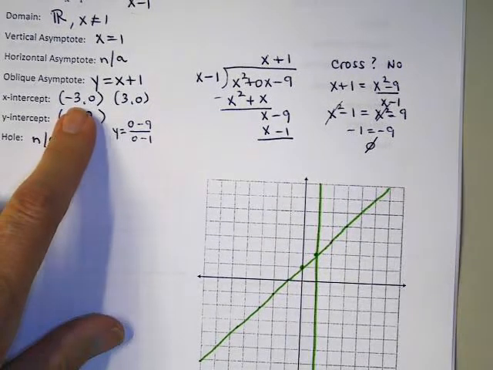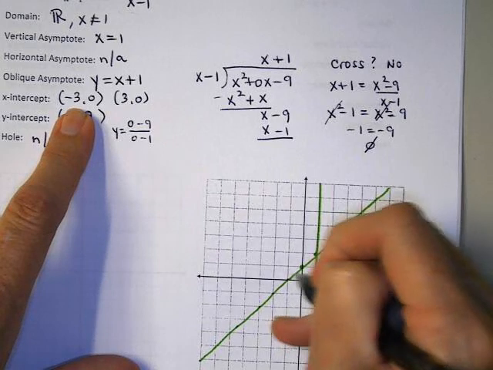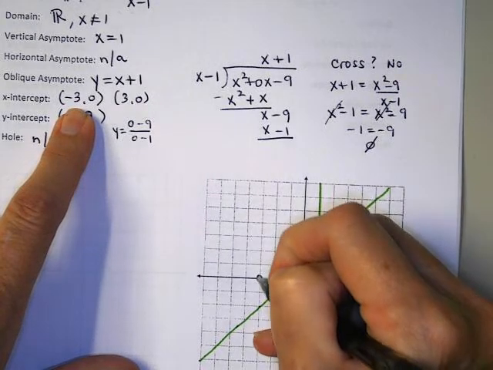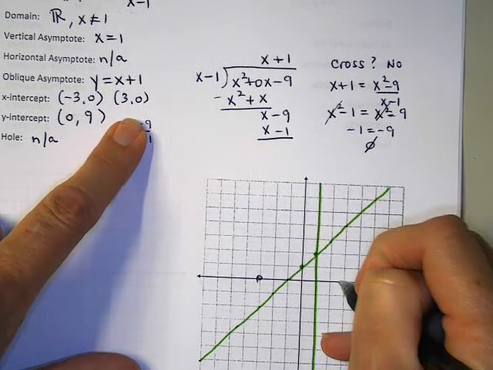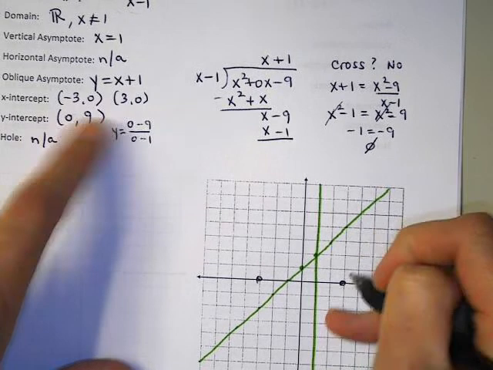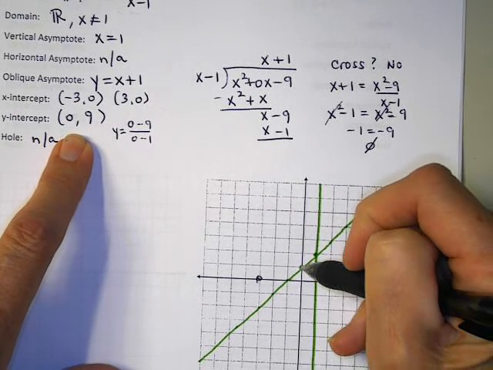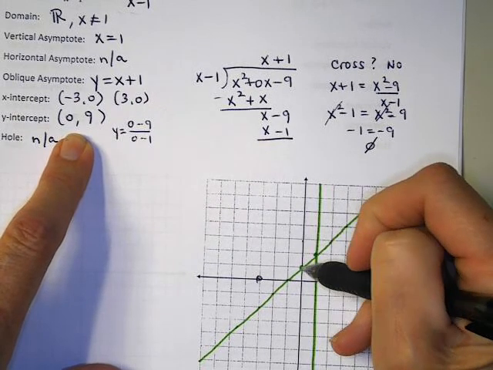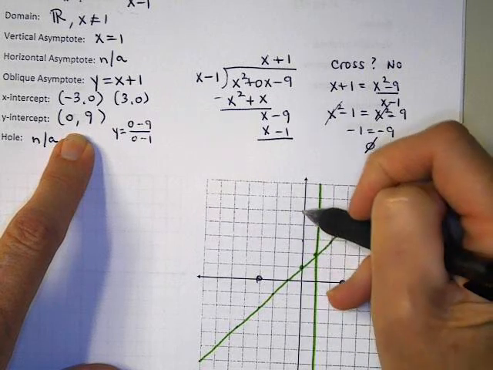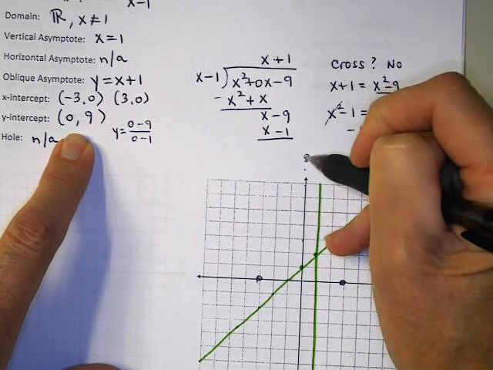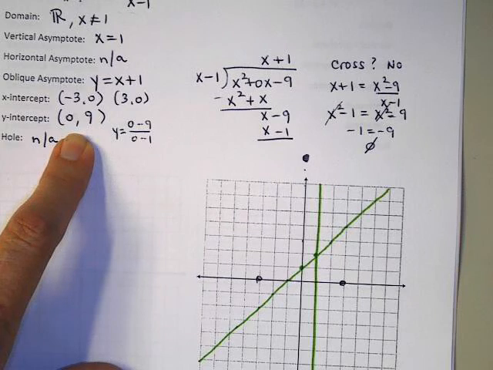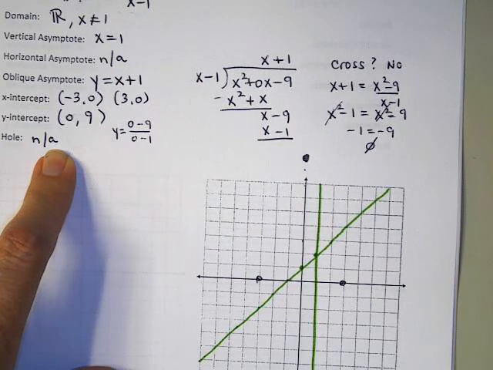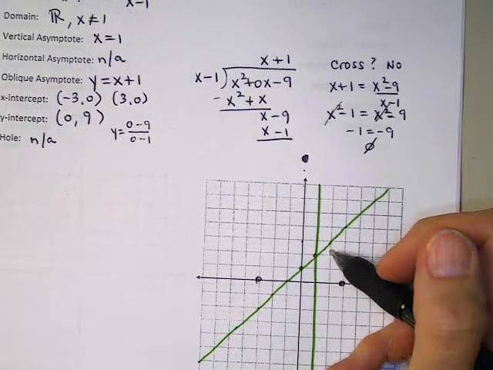Let's fill in some points I have. I have negative 3, 0. Looks to be out here. I have 3, 0, which is right here. And I have 0, 9. 1, 2, 3, 4, 5, 6, 7, 8. So way up here somewhere, kind of off my charts. And what else? I don't have any other holes. So I'm not crossing the asymptotes at all.